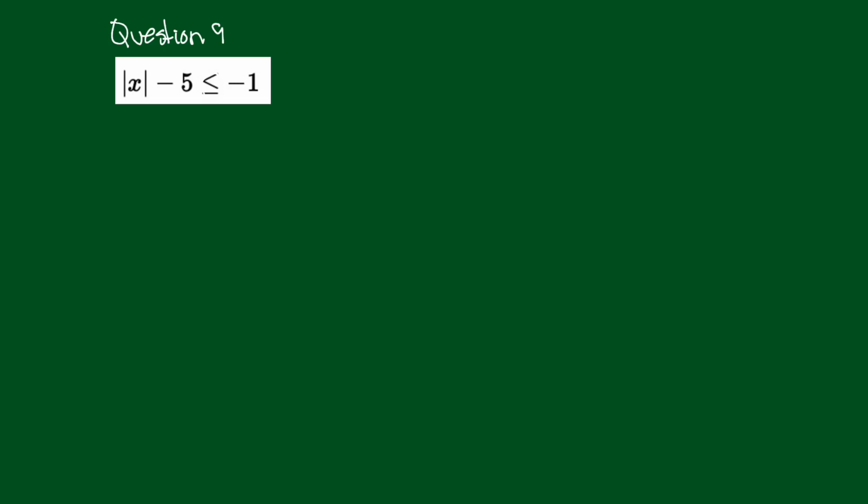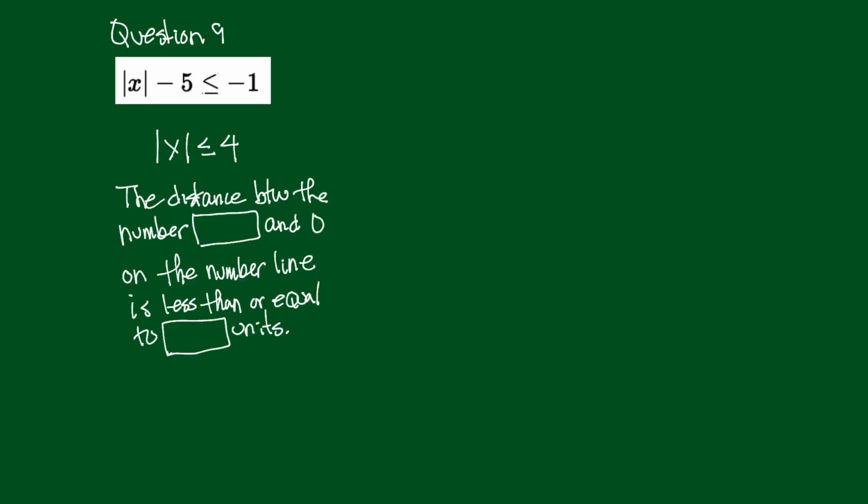So let's go back to our interpretation. But first up, let's add 5 just to isolate that absolute value. So we'll get the absolute value of x less than or equal to, now adding 5, -1 plus 5 is 4. Now let's interpret this. So this says that the distance between some number and 0 on the number line is, now in our case, it's not equal to like our last problems, but it's less than or equal to so many units, right?